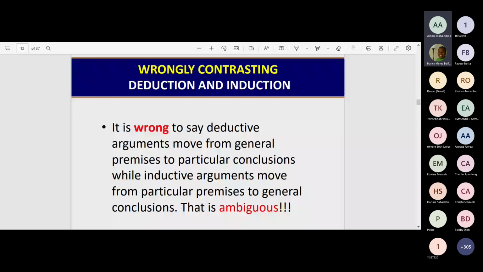It is wrong to say deductive arguments move from general premises to particular conclusions, while inductive arguments move from particular premises to general conclusions. That is ambiguous. Very good. Well read. Now, let's explain.